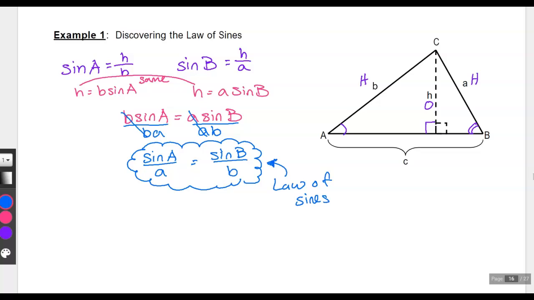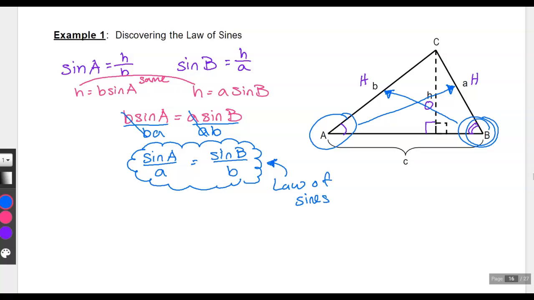Now, what relationship would you tell me angle A has with side A, if I'm looking at their positions on the triangle? They're opposite. Angle A is always opposite from side A. And angle B is always opposite from side B. So all that you do when you're setting these up is you take the sine of an angle over the side across from it and set it equal to the sine of an angle over the side across from it. This is a proportion that we can solve.